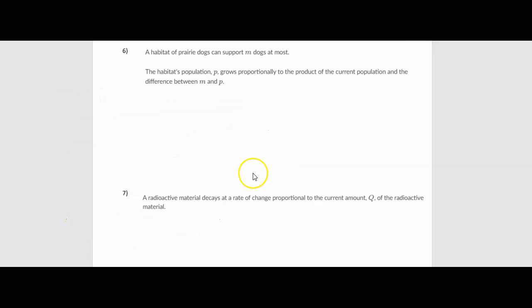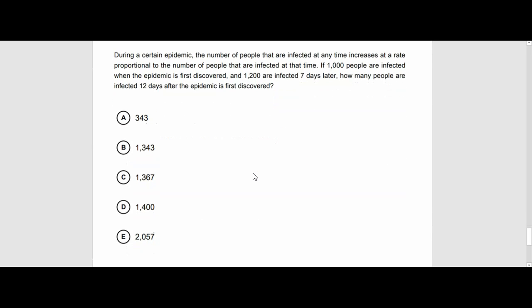Let's finish off with one where we actually have to go ahead and solve as well as setting it up. During a certain epidemic, and this would be a calculator problem, I think. During a certain epidemic, the number of people that are infected at any time increases at a rate proportional to the number of people that are infected at that time. If 1,000 people are infected when the epidemic is first discovered, and 12,000 are infected 7 days later, how many people are infected 12 days after the epidemic is first discovered?